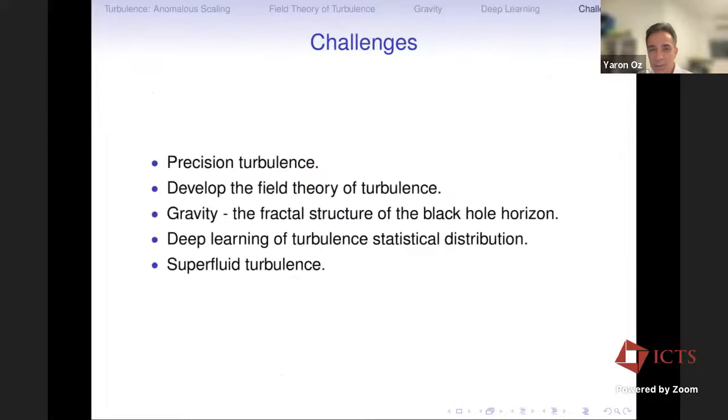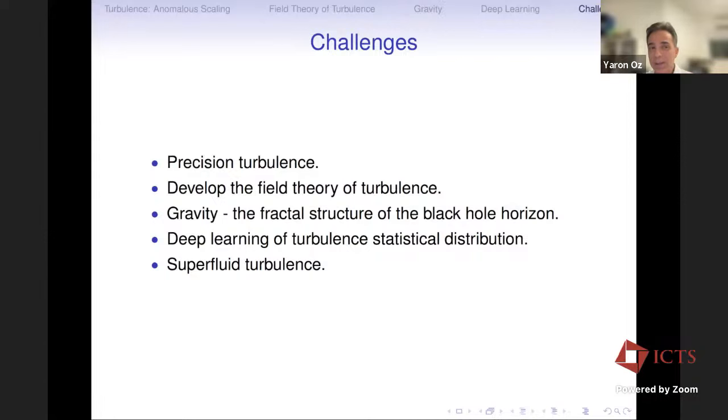I think I'm about to finish the time, so let me stop by telling you a few challenges. I think getting to precision turbulence will help us a lot. That's clear, because it will help us to build a good understanding in model. I think that gravity, the whole information in the fractal structure of the horizon, will be very, very useful for us. Originally I was thinking that maybe I'm just mapping a problem which is complicated to another problem which is complicated, and so it doesn't matter. I think that random geometry can be valuable.